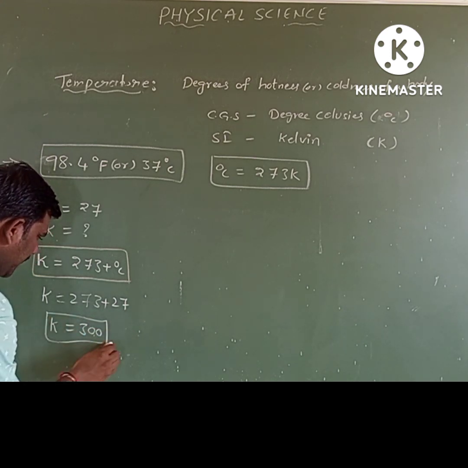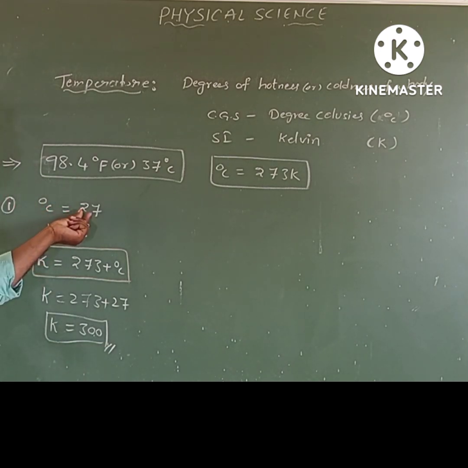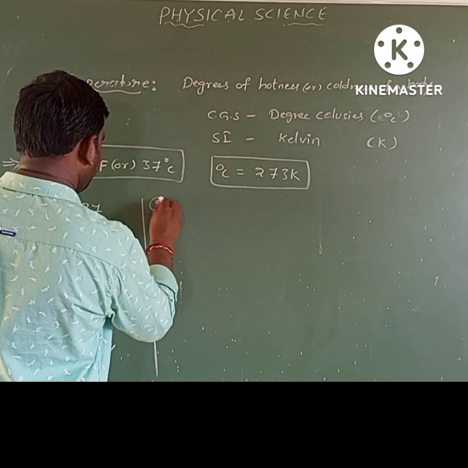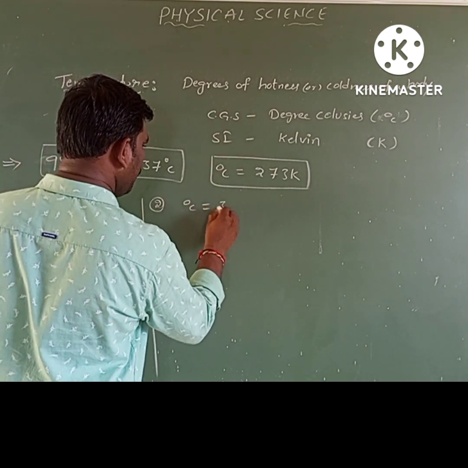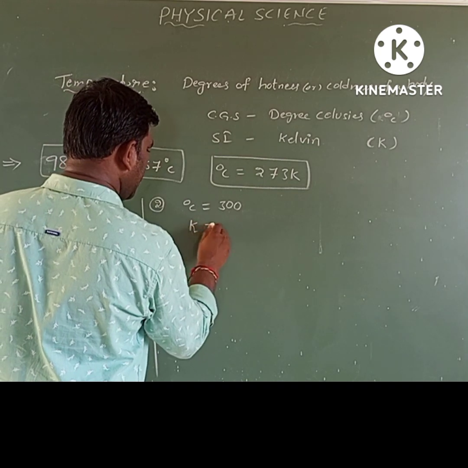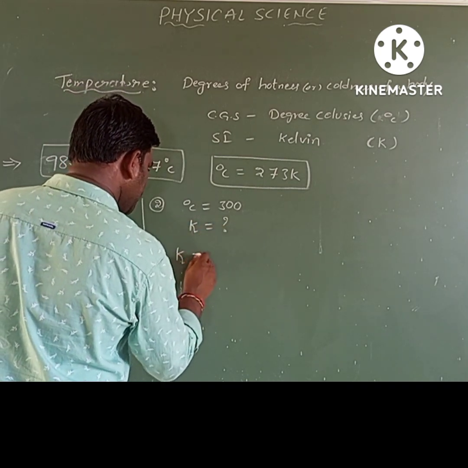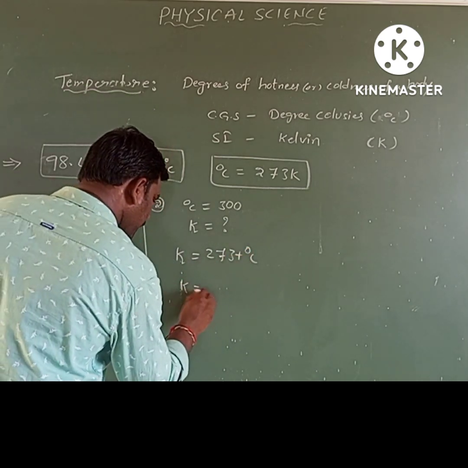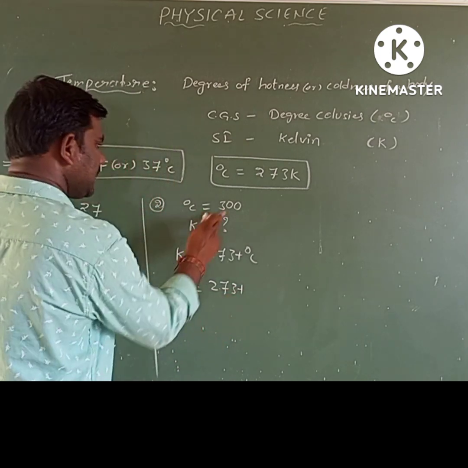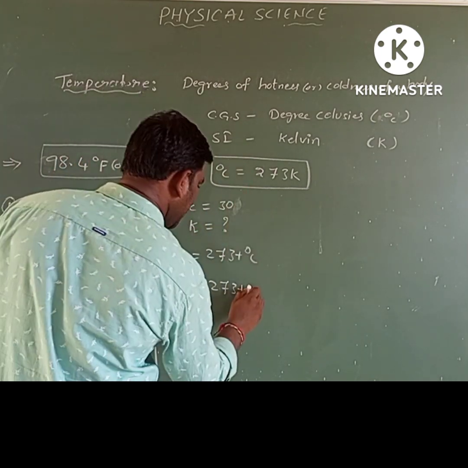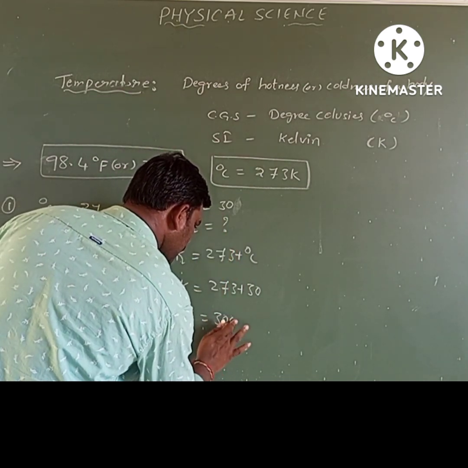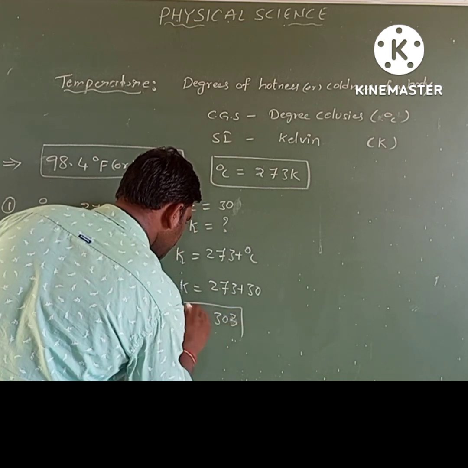So this means the temperature in degree Celsius is equal to 27, that is equal to 300 in Kelvin scale. We can see another example. Suppose degree Celsius is equal to 30, then find the Kelvin scale. Then the formula is K equal to 273 plus degree Celsius. Then K is equal to 303. So this is the answer.